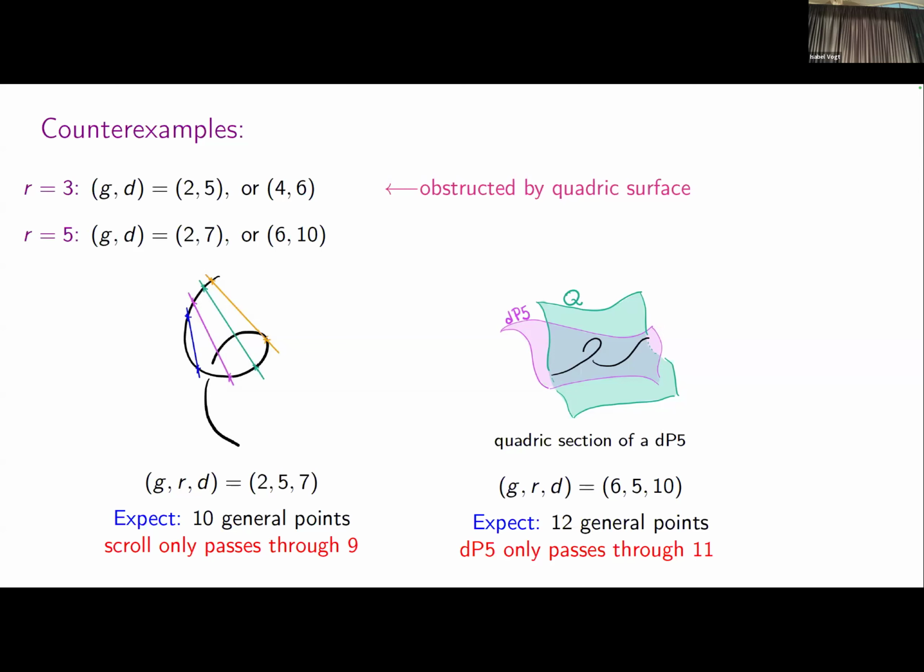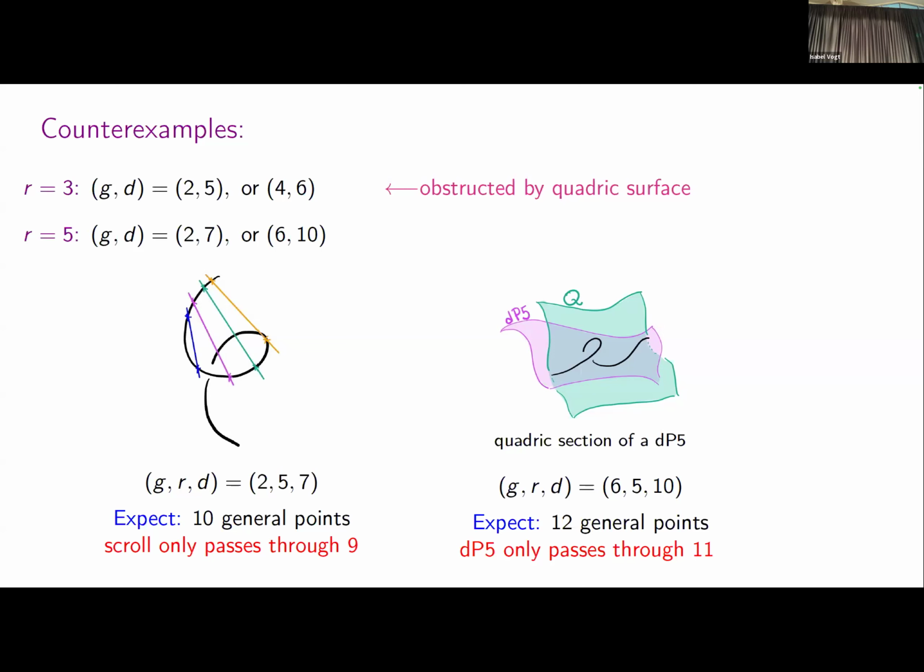And then canonical curves of genus 6. If you're friends with canonical curves, you might know that a general such one is a quadric section of a del Pezzo surface of degree 5. And the del Pezzo surface of degree 5 only passes through 11 general points, despite the fact that the conjecture says the curve should pass through 12 general points. So the exact numerics here don't matter so much, but the idea is there are these surfaces that get in the way.